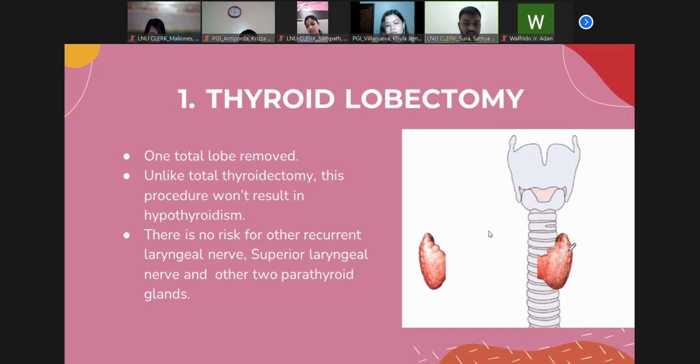Unlike the total thyroidectomy, this procedure won't result in hypothyroidism. Though one lobe is removed, the remaining lobe can still produce healthy amounts of thyroid hormone. Most importantly, because the other side of the thyroid is untouched, there will be no risk to both parathyroid glands, the recurrent laryngeal nerve, and the external branch of the superior laryngeal nerve. Next slide.